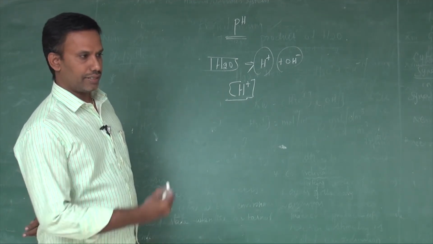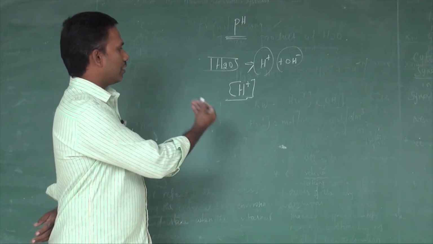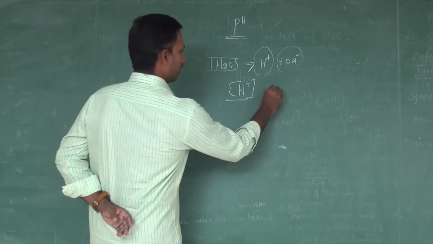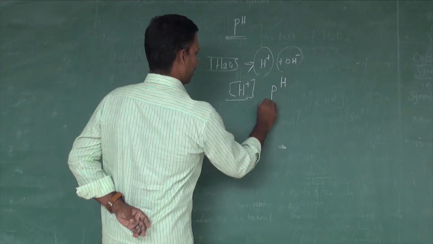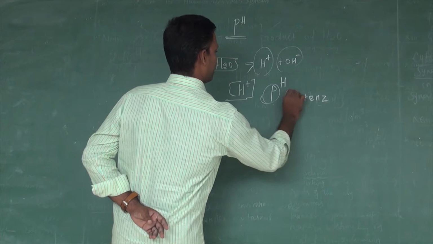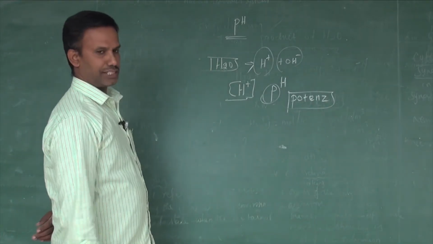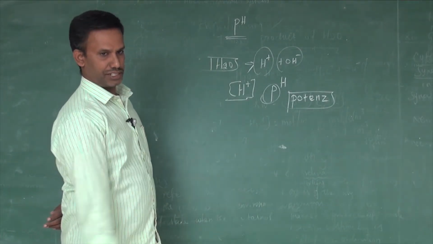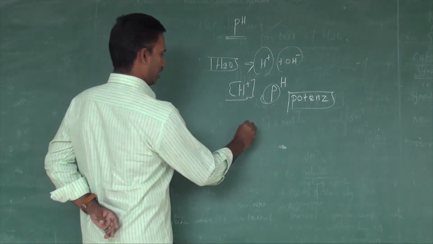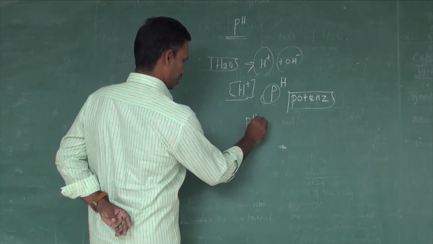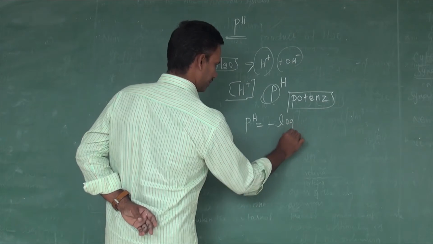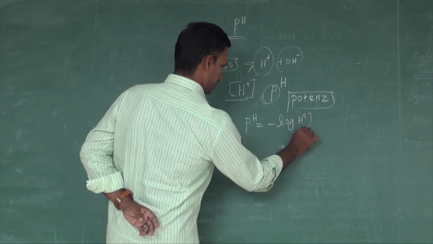For that, the scale introduced is pH. In pH, the P stands for potence, which in German means power. H plus power, the concentration of H plus ion. The chemist Sorensen gave the formula to calculate the pH: pH equals minus log of H plus ion concentration.